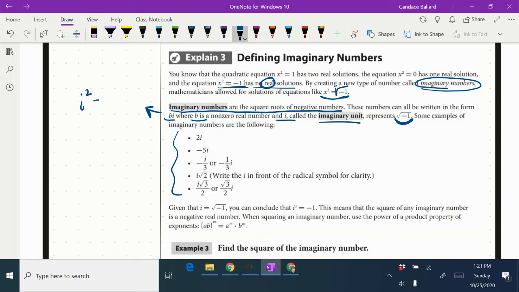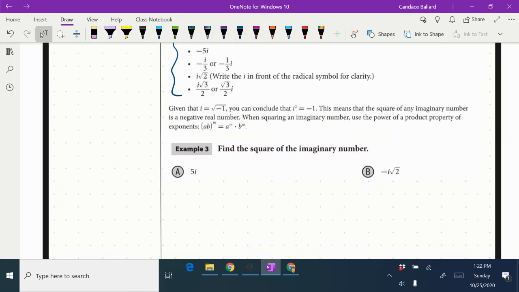It just told us that i is equal to the square root of -1, which means that i squared is equal to -1. So these two things are going to be super important as we're doing problems. We can substitute in for them, okay? So given that i equals the square root of -1, you can conclude that i squared equals -1. This means that the square of any imaginary number is a negative real number. When squaring an imaginary number, use the power of a product property of exponents. So basically, even though it's an imaginary number, we can use our exponent properties on it.